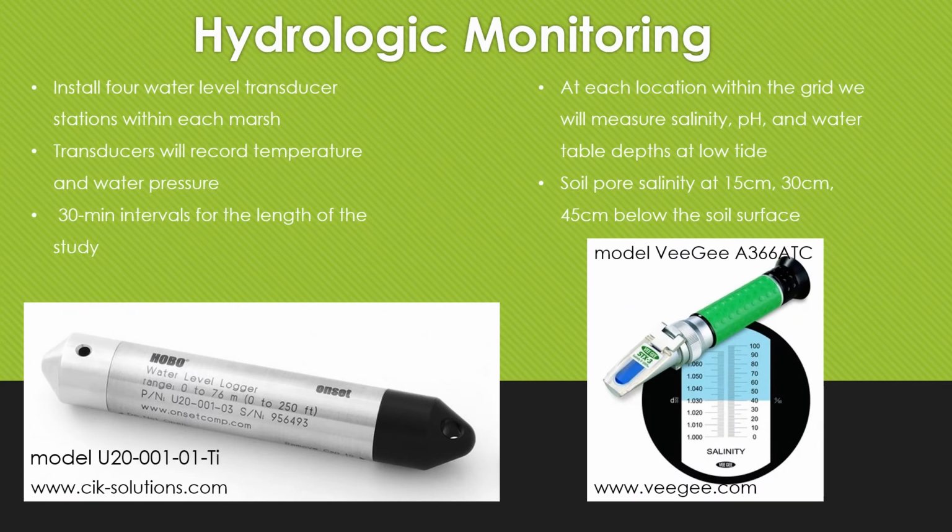To monitor hydrology at the site, we will be installing 4 water level transducer stations within each marsh, which will record temperature and water pressure at 30-minute intervals throughout the length of the study. In addition, we'll be measuring salinity, pH, and water table depths at low tide. We'll also be doing soil pore salinity measurements at 15, 30, and 45 centimeter intervals below the soil surface using a handheld refractometer.